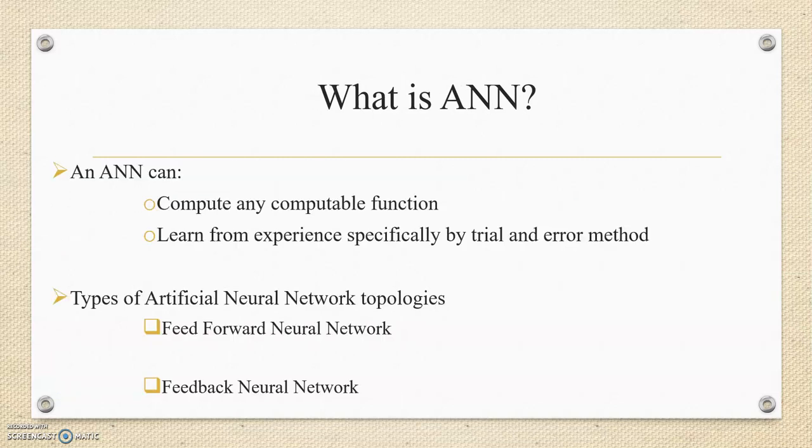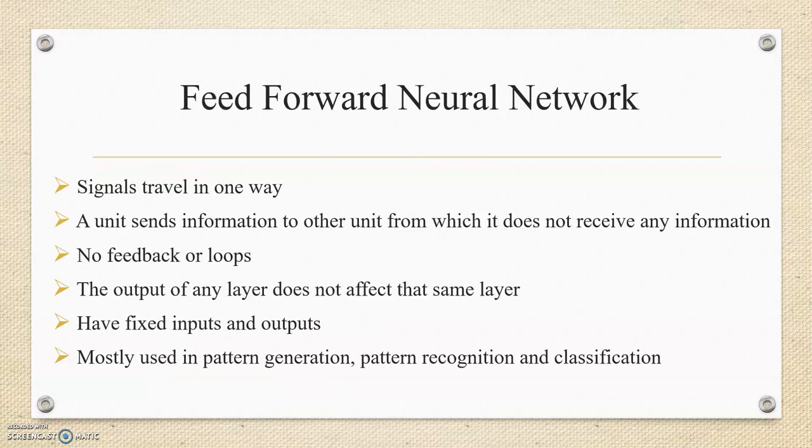An artificial neural network can compute any computable function by the appropriate selection of the network topology and weight values. They can learn from experience, specifically by trial and error method. There are two types of artificial neural network topologies, that is, feed-forward neural network and feedback neural network. Let's get started with the first type, that is feed-forward neural network.